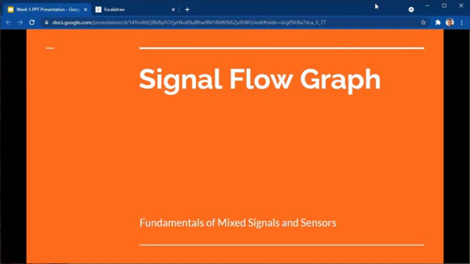In our past discussions, we discussed amplifiers, gains, and the different types of amplifiers. Now we will look at the system in a holistic way. Okay, let's start.